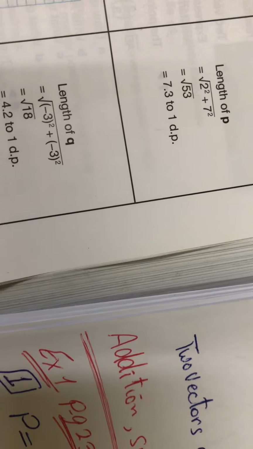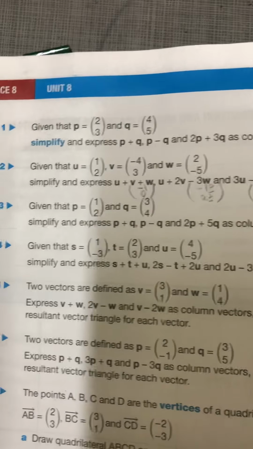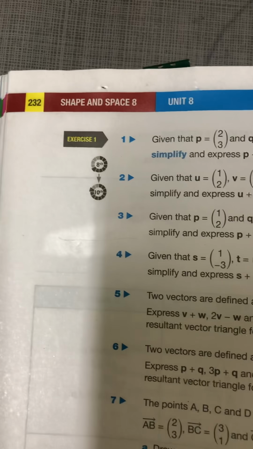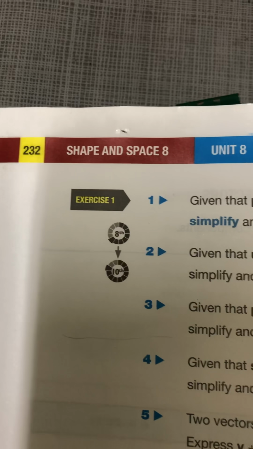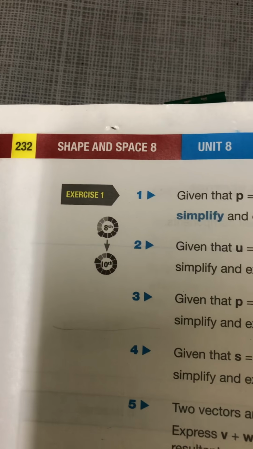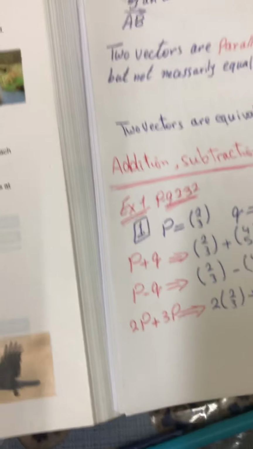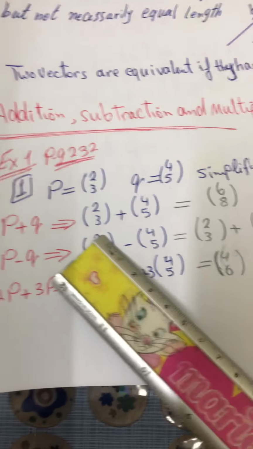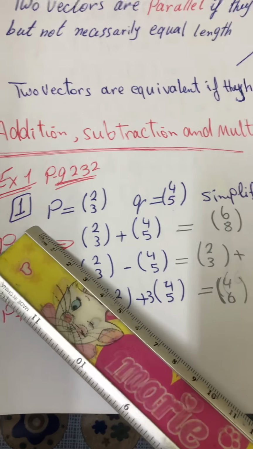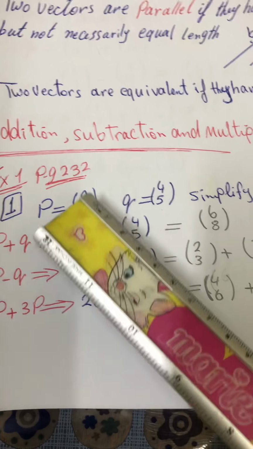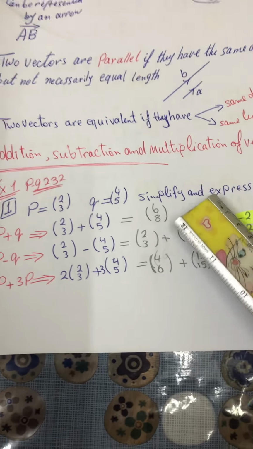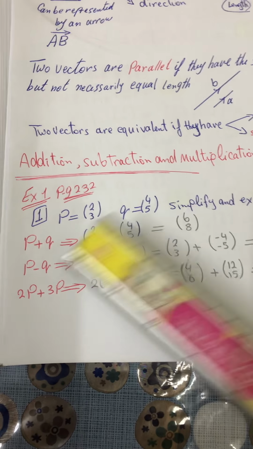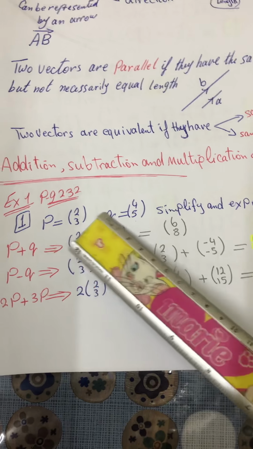Okay, let's try to remember how we solved these problems. I'll solve with you in exercise 1. I'll take more than one problem to remember with each other how we solve the addition, subtraction, and multiplication of vectors. Page 232, exercise 1. The first problem, he said, given that P is 2, 3 and Q is 4, 5, simplify and express. Simplify and express what? P plus Q. I said here Q, sorry.